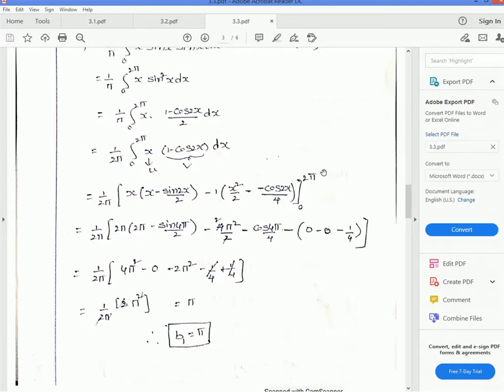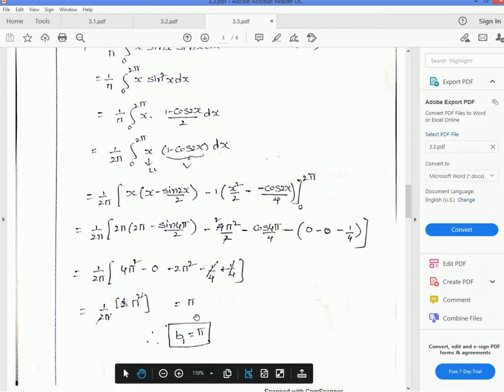Substitute upper limit, lower limit, 0 to 2 pi. So 2 pi minus sin 4 pi, minus x square, 2 pi square, 4 pi square, minus cos 4 pi by 2. Lower limit 0, if x is 0, 0, if x is 0, 0, cos 0 is 1. So this is minus 1 by 4. Simplifying, sin 4 pi is 0, cos 4 pi is 1. So we get b_n value pi.